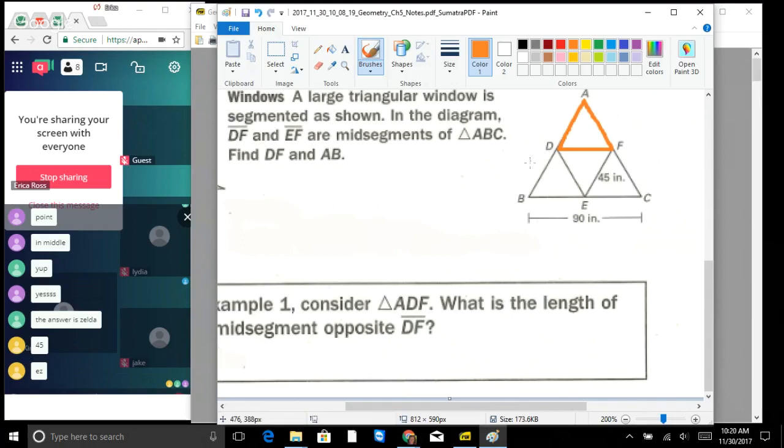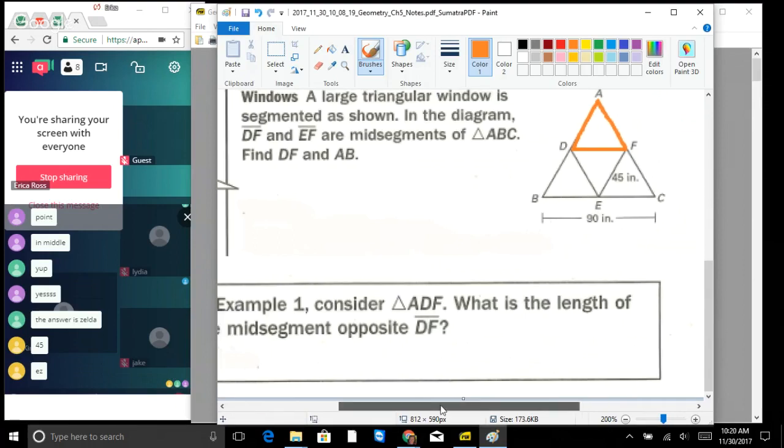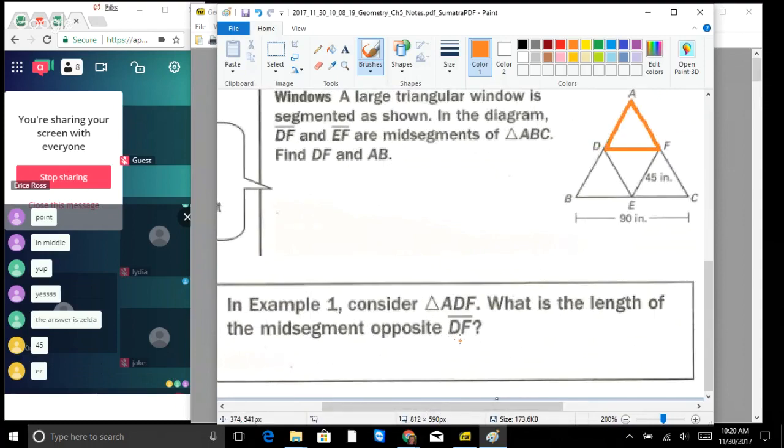What is the length of the mid segment opposite DF? Okay, so up here we have established that DF is 45 inches, right? This mid segment opposite DF would be the segment that would go right along here. This would be the mid segment. So what would this blue mid segment be if DF is 45?